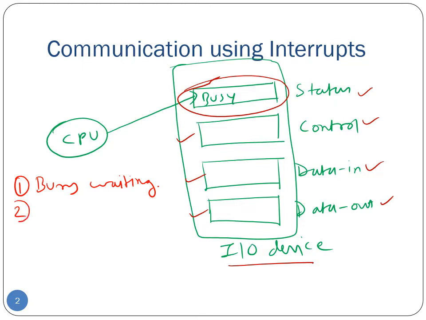The second problem was that we are only transferring one byte or one word of data at a time. How can we get rid of these limitations? In this lecture, we'll talk about a technique that will help us get rid of the busy waiting. And then we'll talk about transferring multiple words simultaneously in the next lecture.